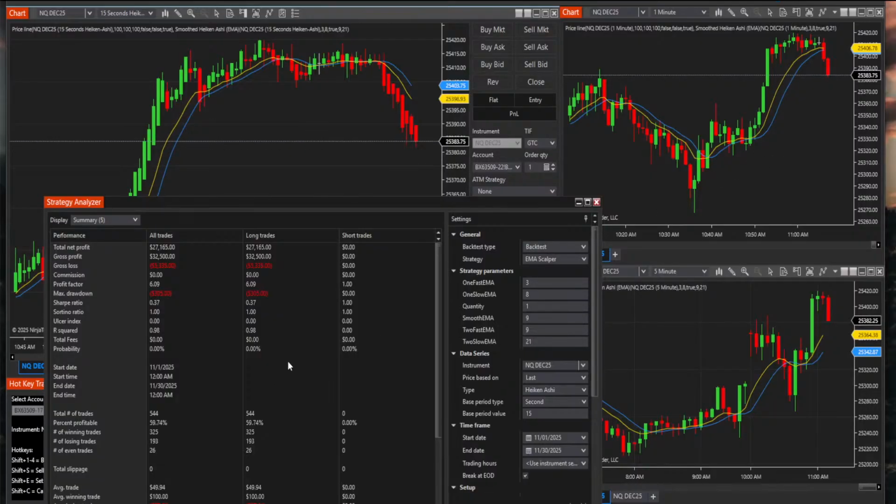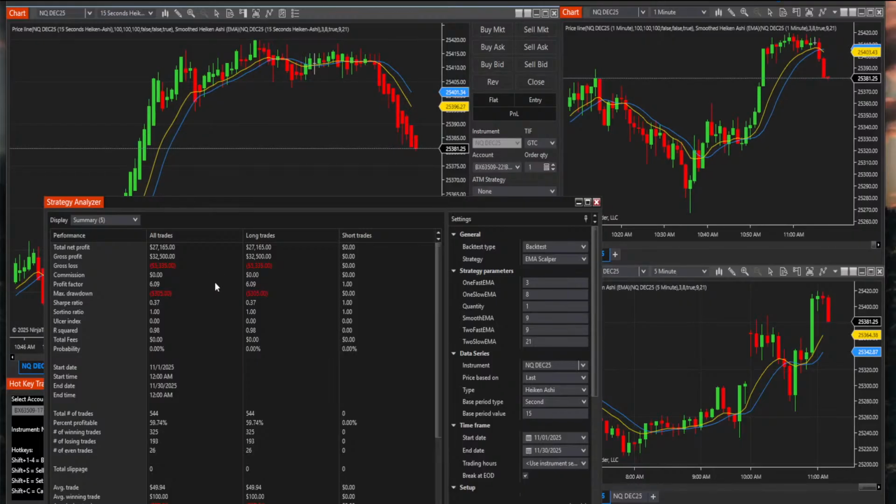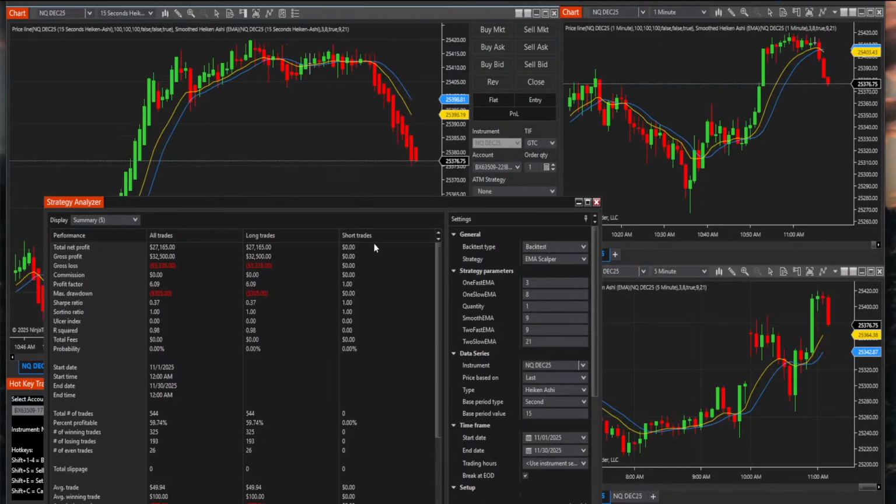So this is what I just called the EMA scalper. I'm going to rename it. Right now, these algos are not for sale, because I want to use them and make my money. I'm using them on Bullnox, and this indicator is going to be up on the site. Total net profit is 27,000.